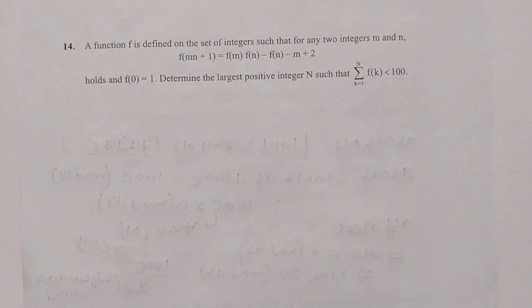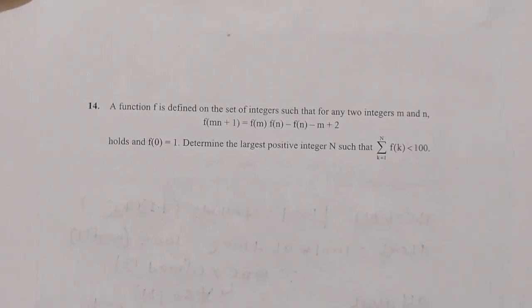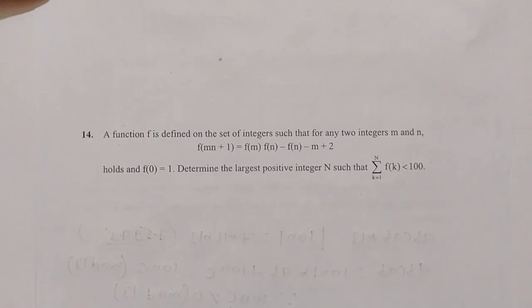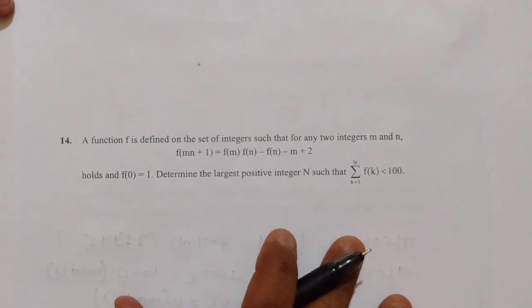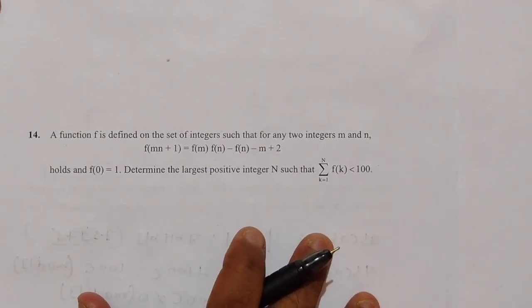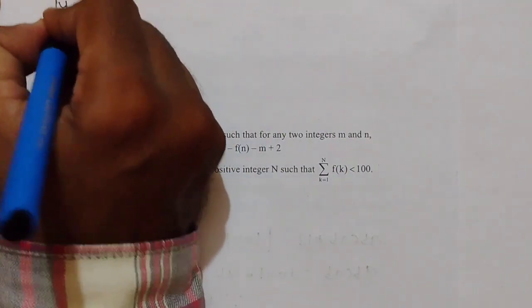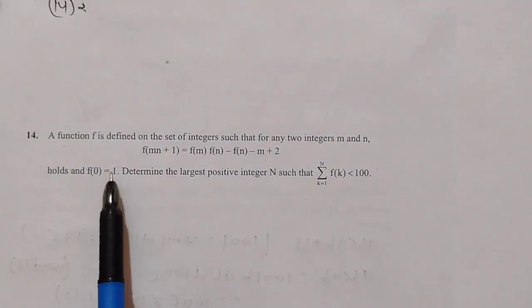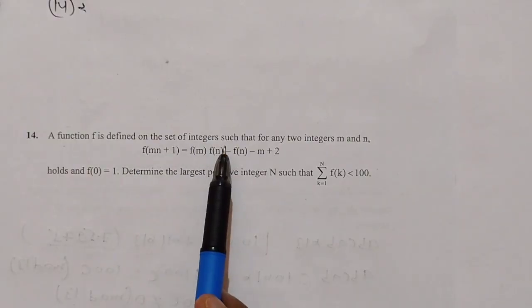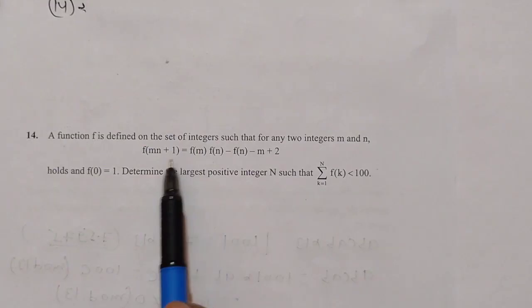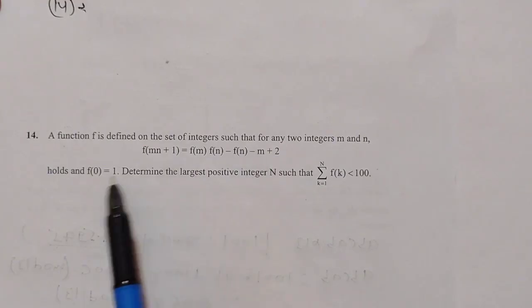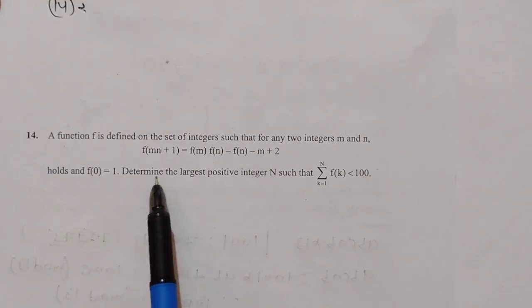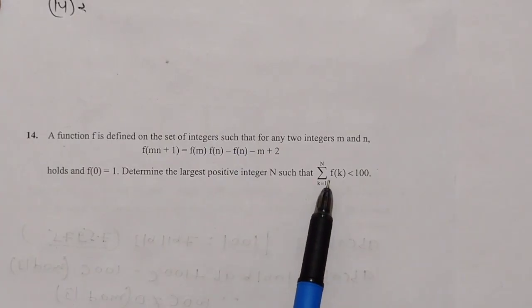Now in problem number 14, we have a function f defined on the set of integers such that for any two integers m and n, f of mn plus 1 is equal to f(m) into f(n) minus f(n minus m) plus 2 holds, and f(0) is equal to 1. Determine the largest positive integer n such that summation of k equal to 1 to n, f(k) is less than 100.